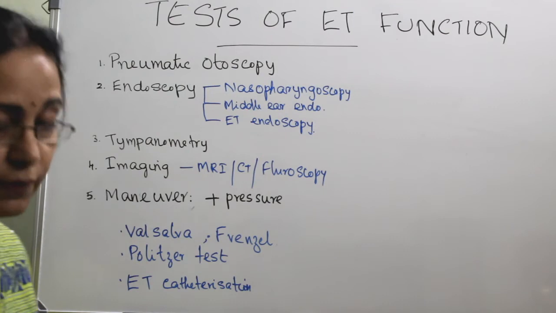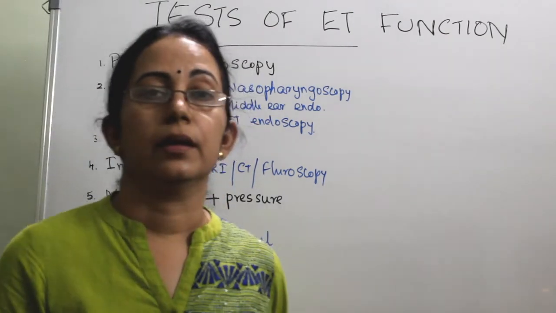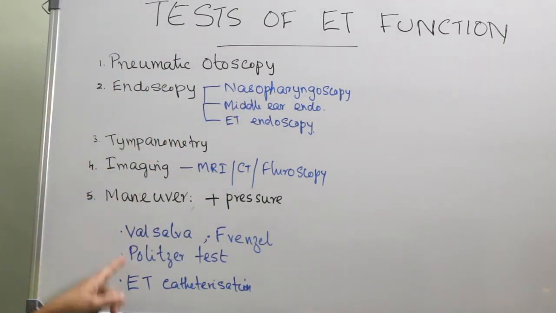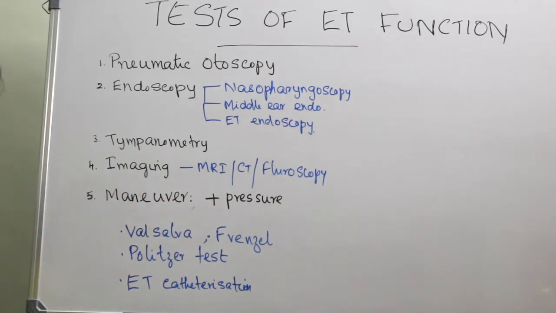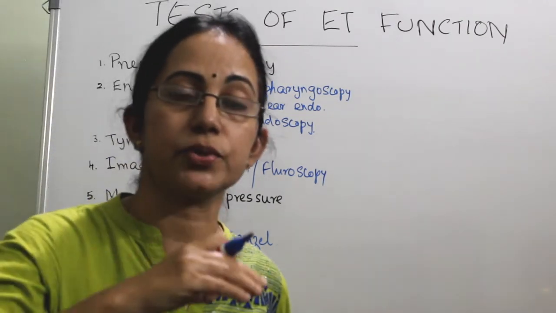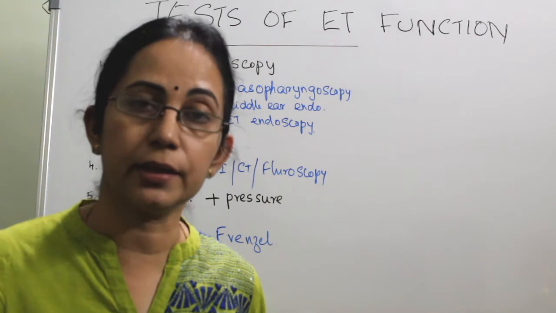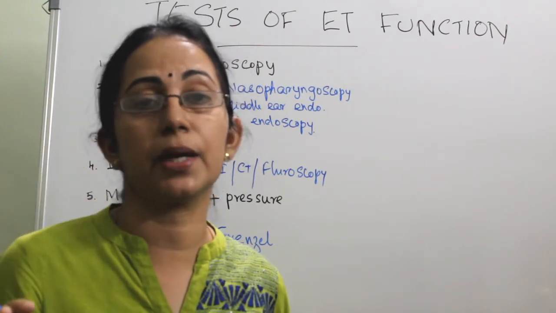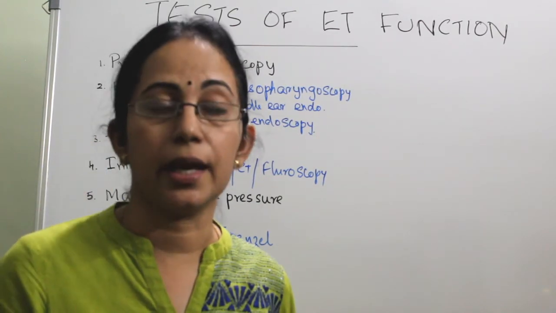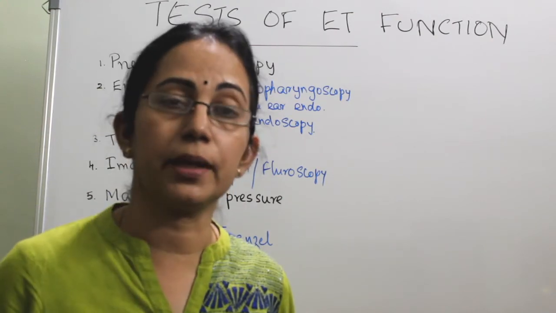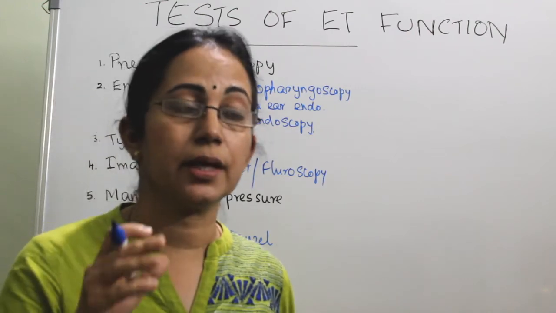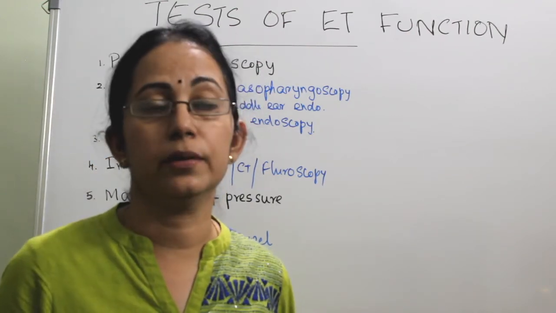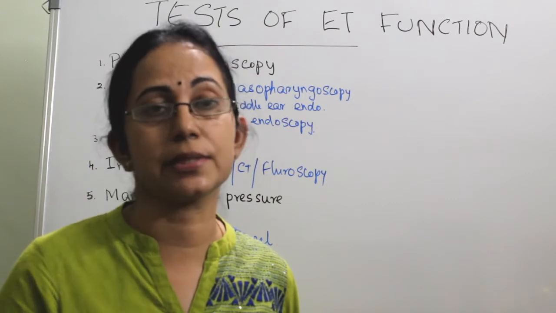So, what is this Valsalva maneuver? The basic principle of all the four is the same. We are producing a positive pressure in the nasopharynx, so that if the Eustachian tube is functional or patent, the positive pressure will come to the middle ear, and if the tympanic membrane is intact, it will cause a bulge. And if there is a perforated tympanic membrane, the air will escape through the perforation, causing a hissing sound which can be heard well with a stethoscope.